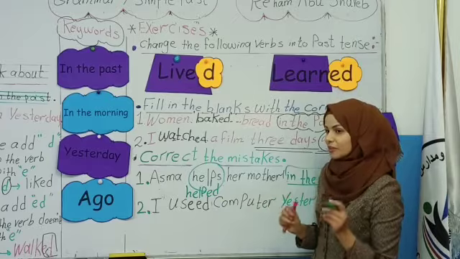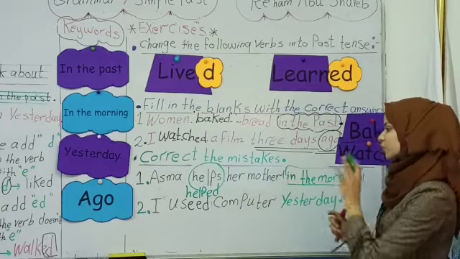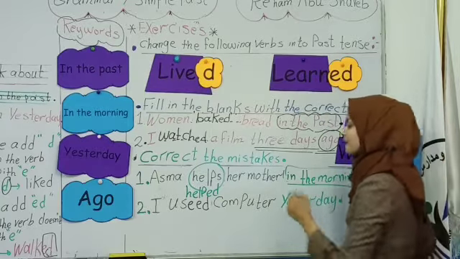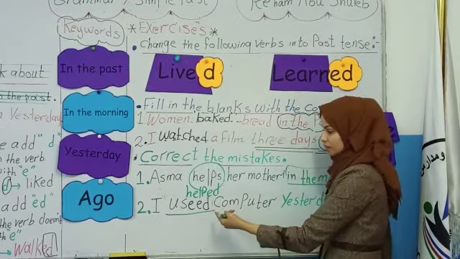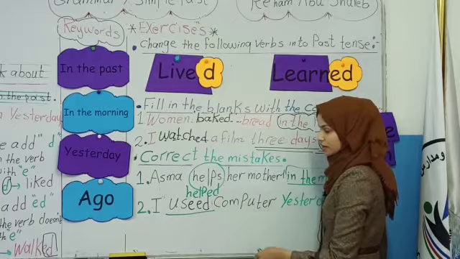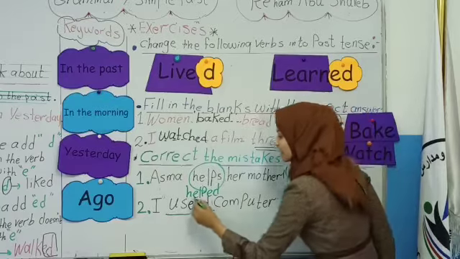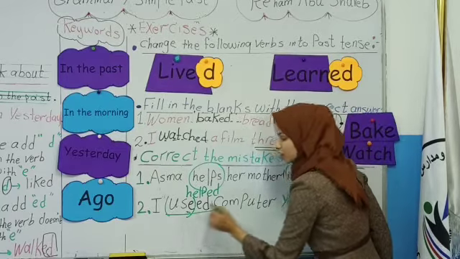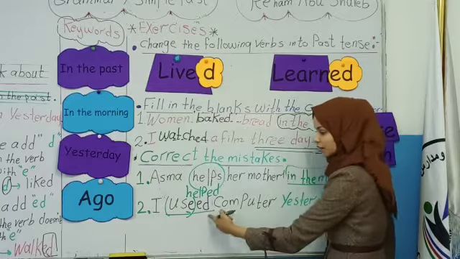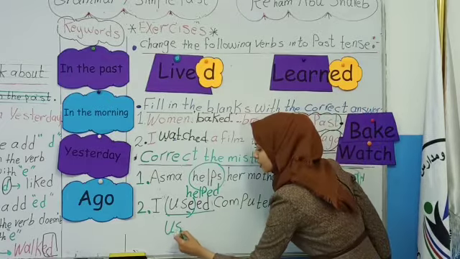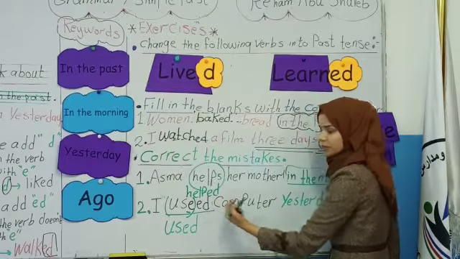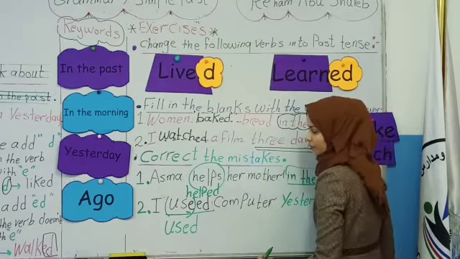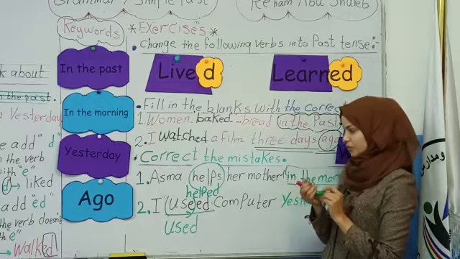Number 2. Who did find the mistake? I am sure everyone saw where the mistake is. Used. It is not the correct writing. Why? Because use already ends with e. So I only have to add d. The correct writing of this word is used, with only one e. Excellent, my dear student.